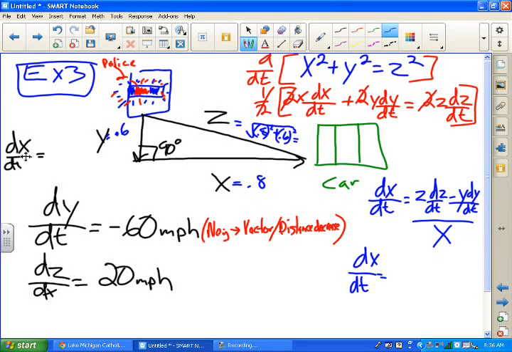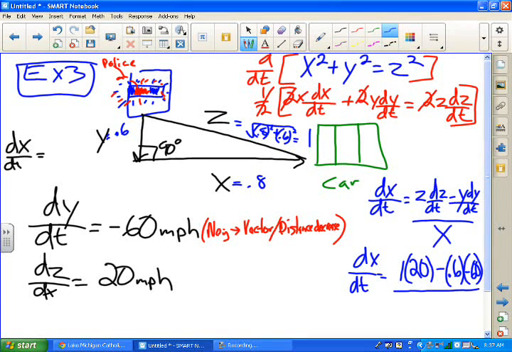Or the distance formula, however you want to look at it. But z is the hypotenuse of this right angle triangle. So I'm going to take the square root of 0.8 squared plus 0.6 squared. And when I do that, I get 1. So now I have a numerical value that I can plug in for each variable.